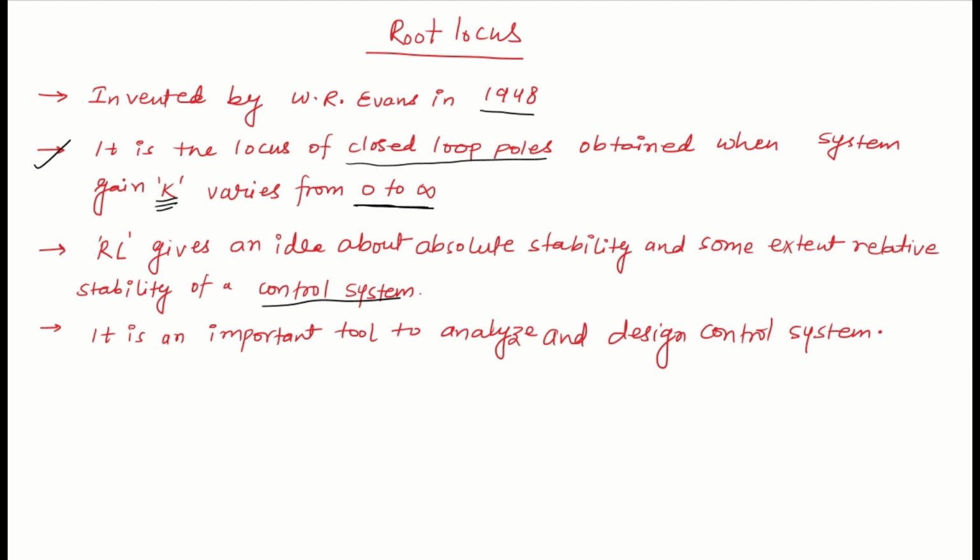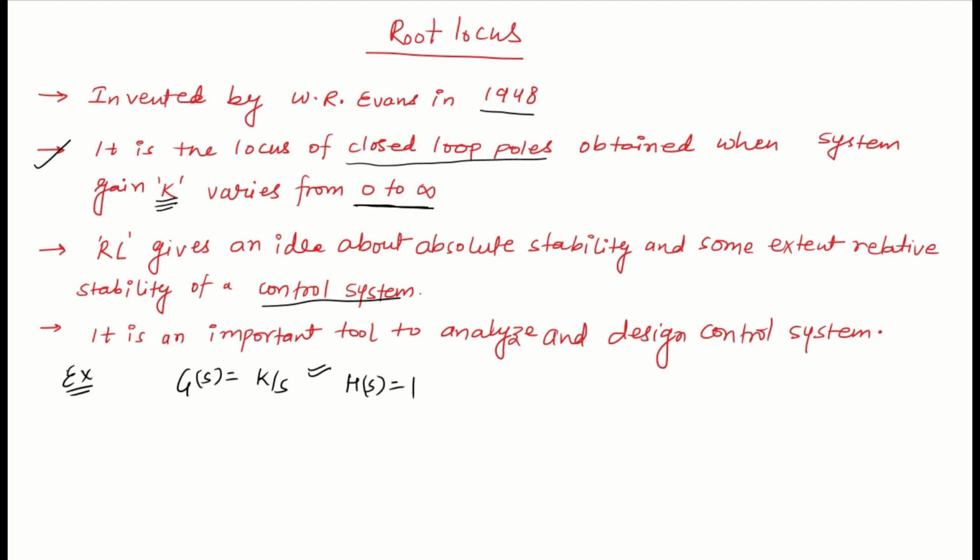Let's take one example. What exactly is the root locus? Suppose we have a unity feedback system with G(s) given as k by s. We need to calculate the root locus for this system where G(s) is k by s, and since it is a unity feedback system, the value of H(s) is 1.